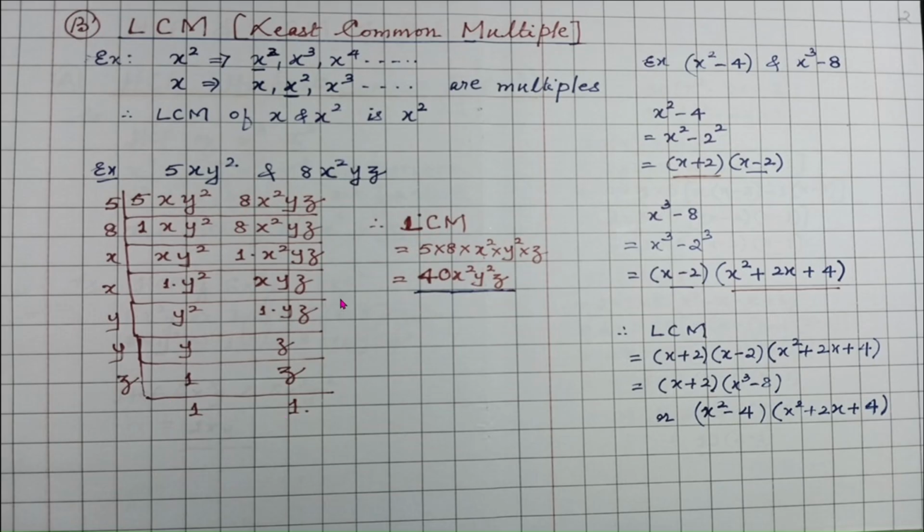So therefore now the LCM will be 5 into 8 is 40, x into x is x², y into y is y², and z. A very simple method. Try to remember this. We have learned this when we were finding the LCM of numbers.